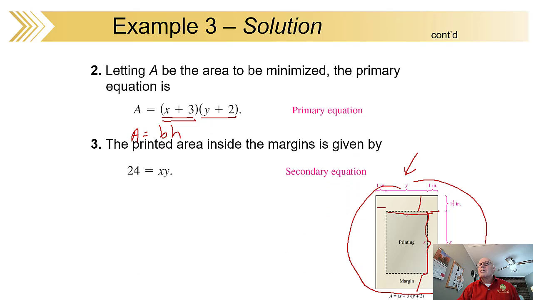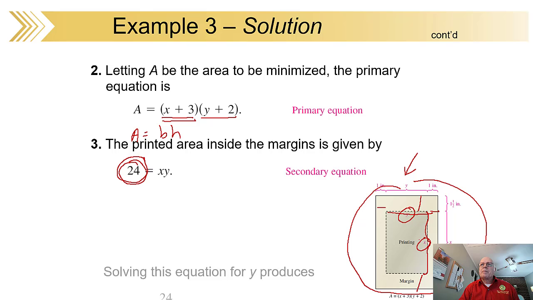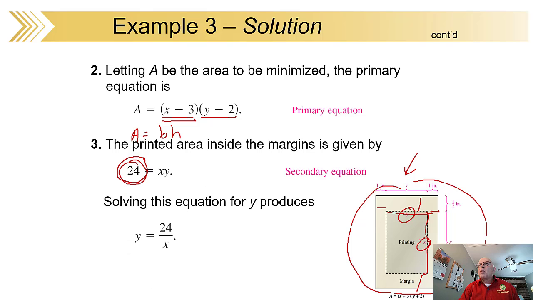So the printed area is going to be given, remember we wanted 24 inches, and that would be the x, which is right here, times the y, which is right here, the horizontal part. That's going to be 24 inches worth of print. Solving that one, because we want the original equation, the primary equation, to only have x's, so we'll solve for the other variable. There's our y equals 24 over x.